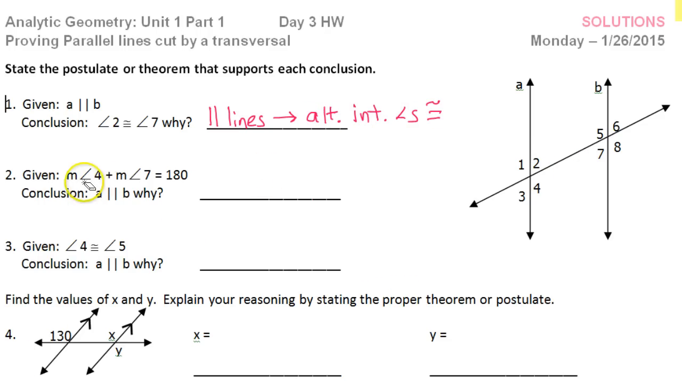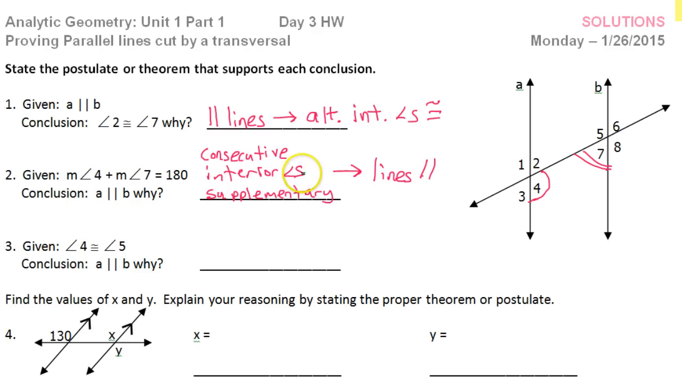Okay, now look at number 2. Given that the measure of angle 4 plus the measure of angle 7 equals 180, conclusion: A is parallel to B. Why? Well, let's see, what are these? So we have angle 4 and angle 7. What type of angles are these? Well, these are consecutive interior angles. And we have learned that consecutive interior angles are only supplementary when the lines are parallel. So we can say consecutive interior angles supplementary implies that the lines are parallel. You could abbreviate some of these words, but I want to make it extra clear.